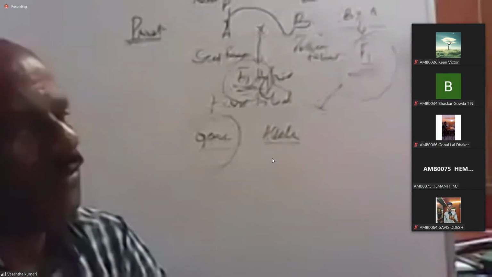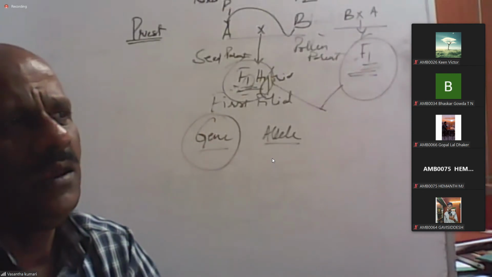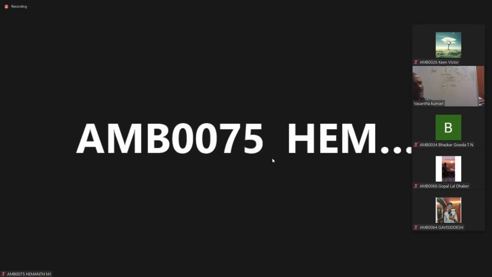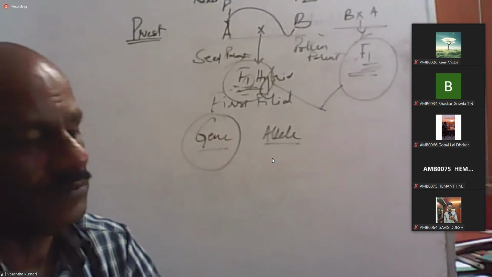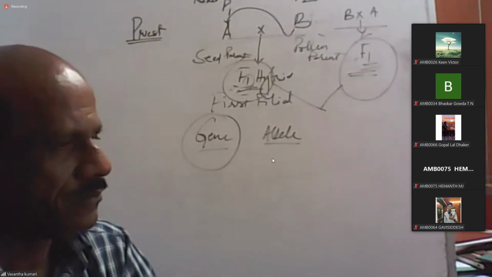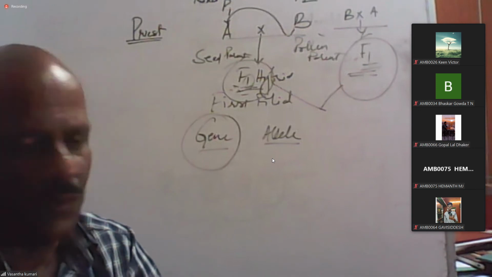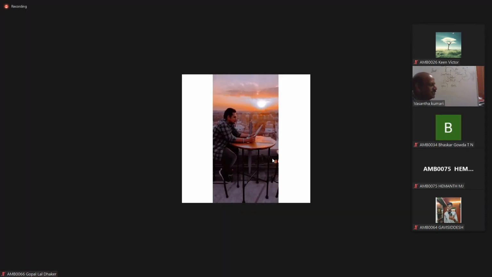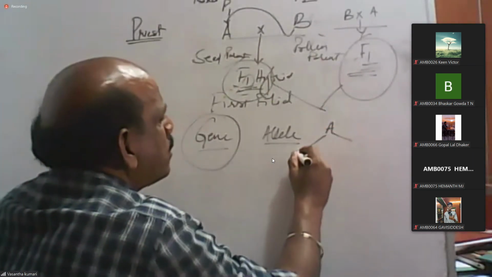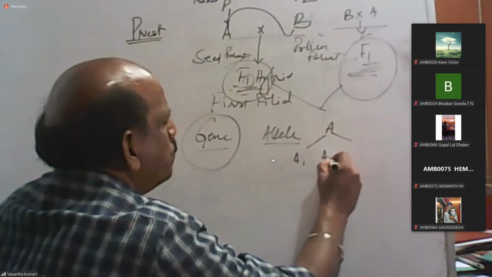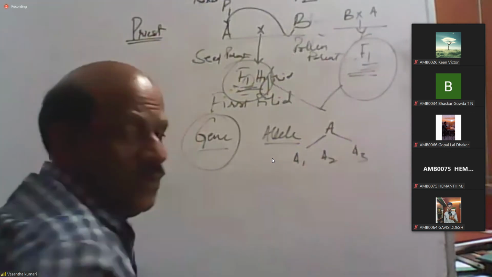Alternate form of a gene is an allele. Okay? The most commonly found allele is called as what? No, okay, you have gene A. Let us say we have gene A. Now it has alternate forms. What are the alternate forms? We can call them as A1, A2, A3, A4. These are the alternate forms.